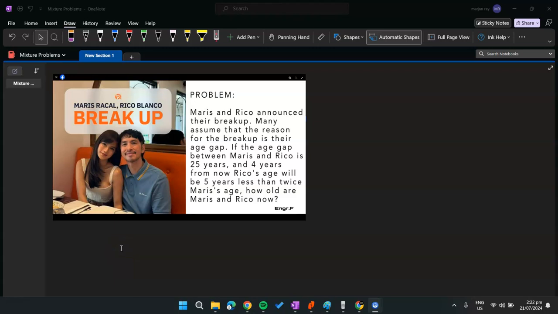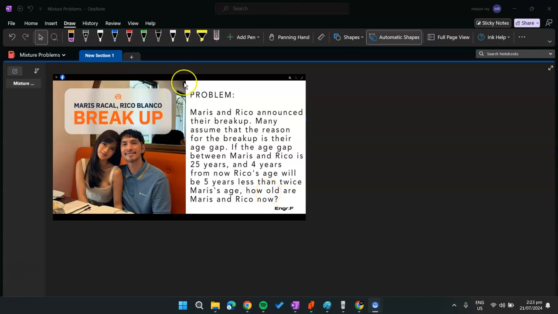So this post on Facebook, and since marites tayo, we're going to solve this problem. So ang sabi ng problem, Maris and Rico announced their breakup. Many assume that the reason for their breakup is their age gap. If the age gap between Maris and Rico is 25 years, and 4 years from now, Rico's age will be 5 years less than twice Maris' age, how old are Maris and Rico now?